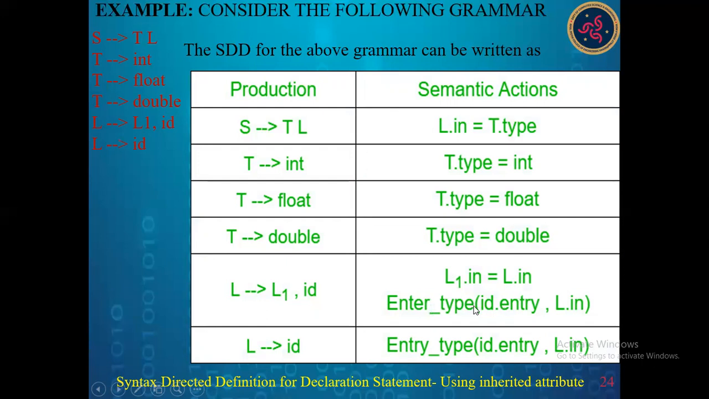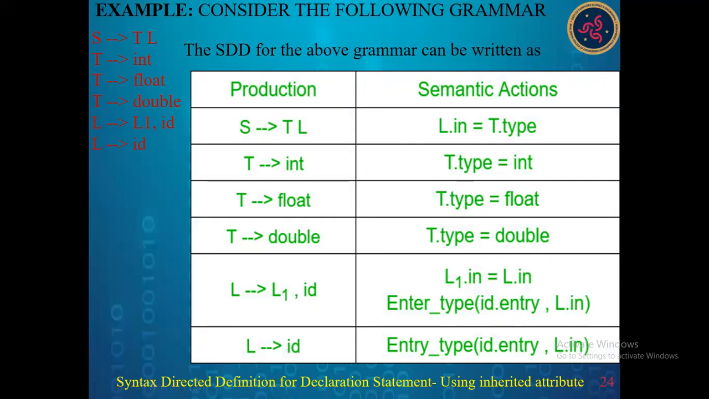Okay, so we will be having a function, so we can add a type for this id dot entry. Here enter underscore type is a function. By using this function, we can add the data type of the variable that is in L dot in. Whatever data type is given in L dot in, that data type will be added to the identifier's place, which is in the symbol table entry.